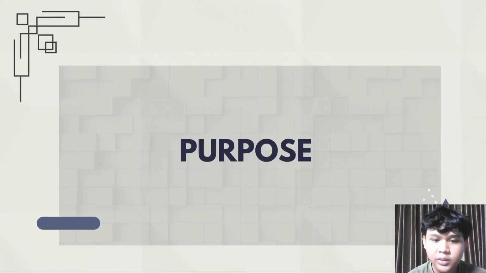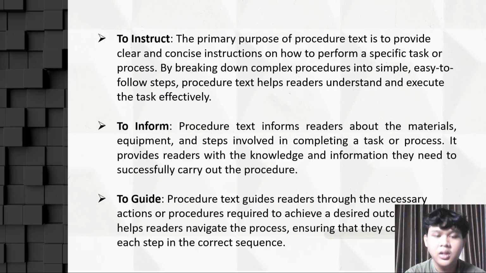And next is purpose. Procedure texts have three purposes. Number 1, to instruct. The primary purpose of procedural text is to provide clear and concise instruction on how to perform a specific task or process. By breaking down complex procedures into simple, easy to follow steps, procedure text helps readers understand and execute the task efficiently. Number 2 is to inform.